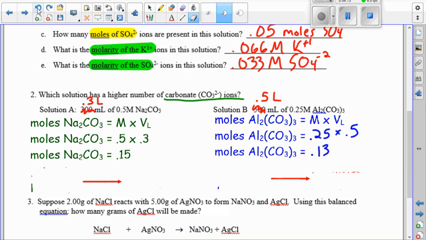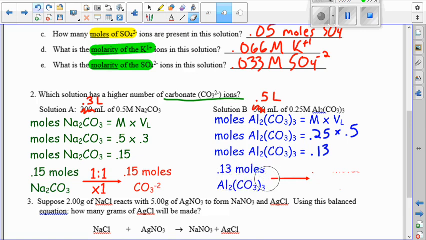So with the sodium carbonate, we have that many moles. Well, there's a 1-to-1 ratio between sodium carbonate and just simple carbonate. So we have 0.15 moles of just carbonate. Again, that's what the problem originally asked us for, right? Or it asked us for how many carbonate ions are we dealing with. And we're going to convert our aluminum carbonate into the same units over here. So we have 0.13 moles of aluminum carbonate.